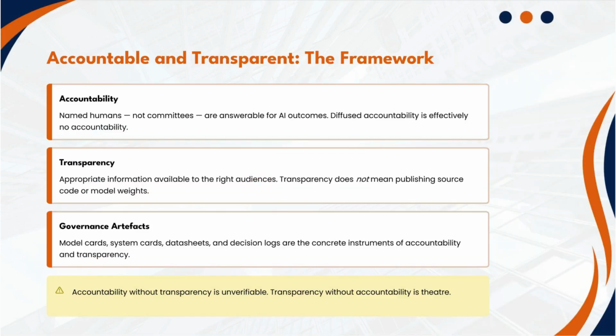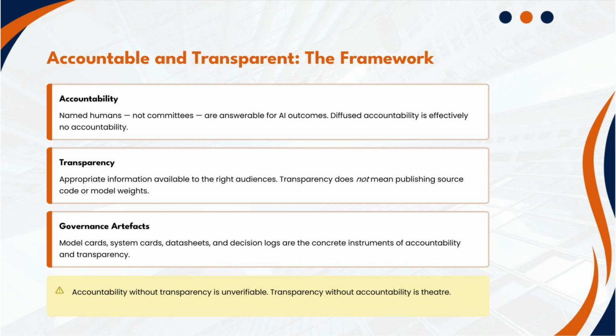So let's start by separating 2 words that always travel together: accountable and transparent. Transparency is about visibility. Can you see what the system is, what it does, how it was built, what data it used? It's a property of the system and its documentation. Accountability is about answerability. When this system causes harm, who is responsible? Who has to explain, fix it, and face the consequences? It's a property of your organization. And here's the crucial point. You can have one without the other, and both failure modes are real.